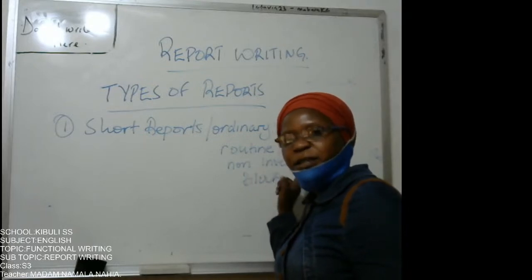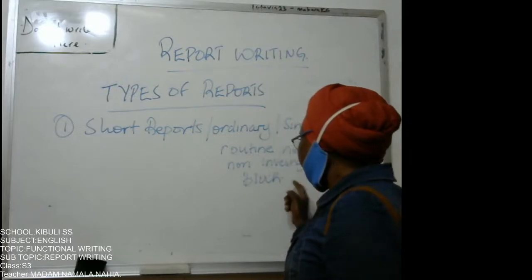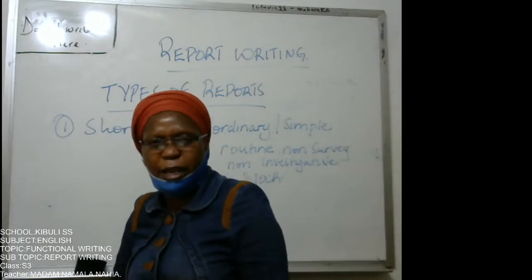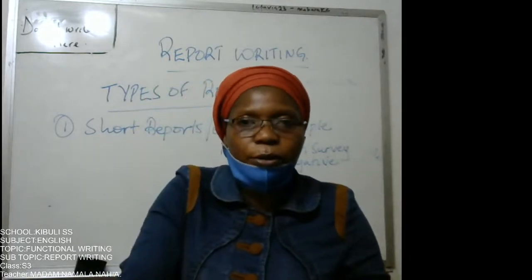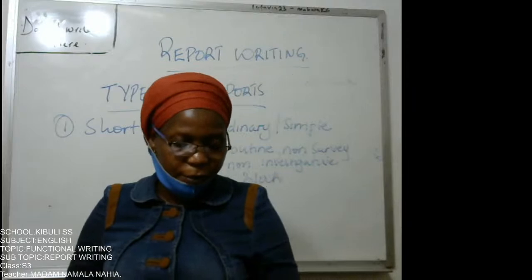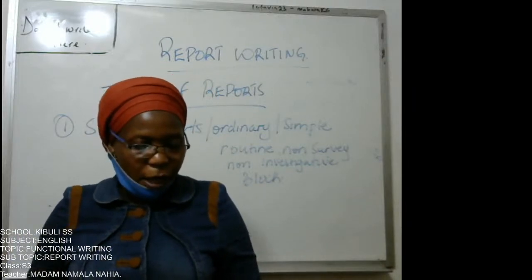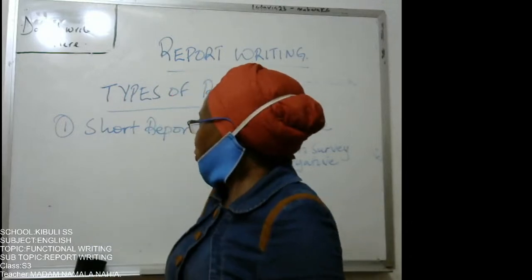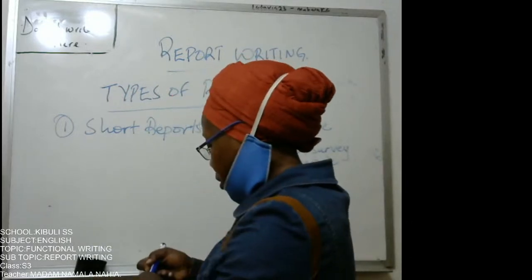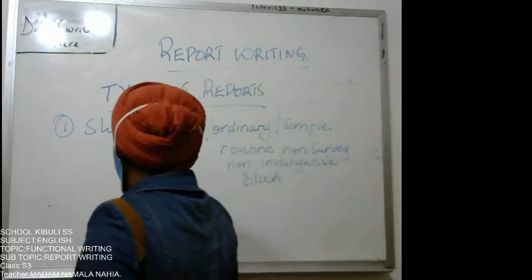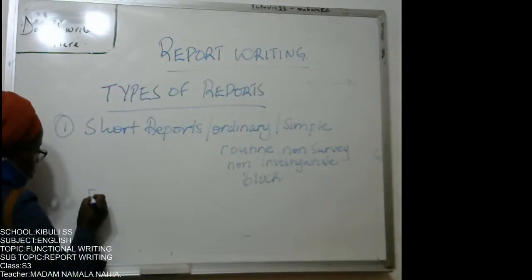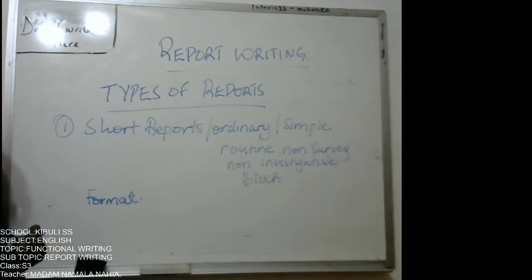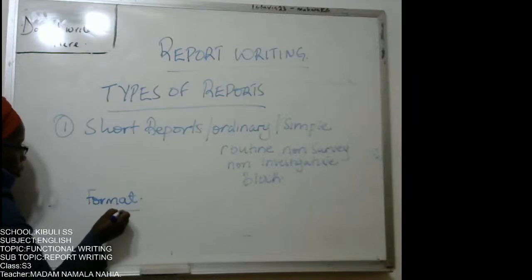It is a non-survey report. Because we do not carry out investigations, we don't carry out any survey. We base on what we have observed, and we shall scribble it down and inform people what really took place. Before we go into other reports, I would like us to see the format of this short report. How does a short report look like?